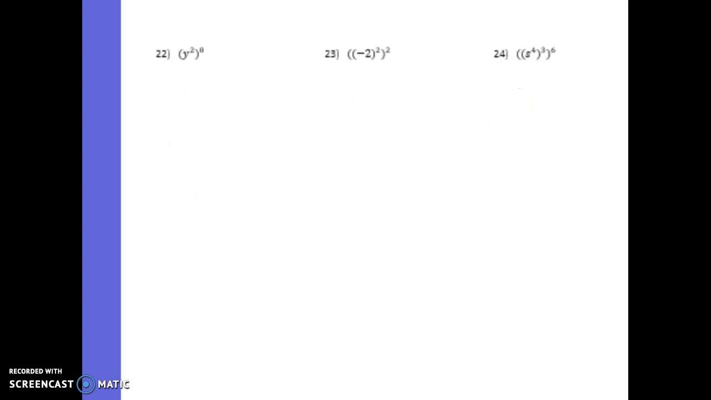Okay, all right, anything to the 0 power is just going to be equal to 1. Okay, so this is just y squared to the 0 power. If we took 2 times 0 is 0, so y to the 0, which would be equal to 1. And we are assuming that y is not equal to 0. Okay, and so let's write y is not equal to 0. And that's because we would have the situation that 0 to the 0 power, which would be undefined.